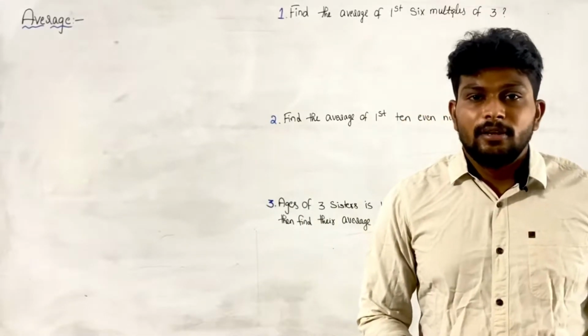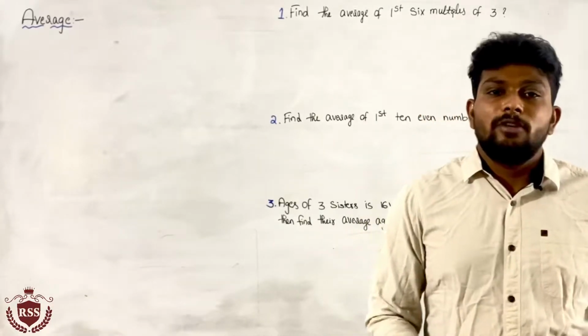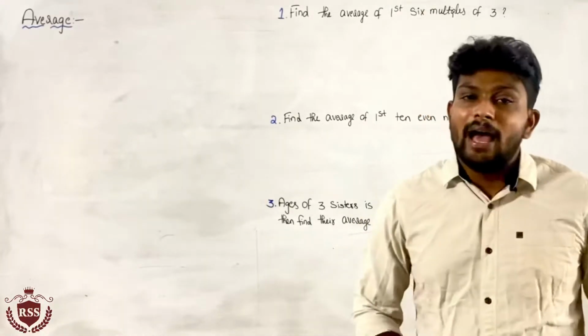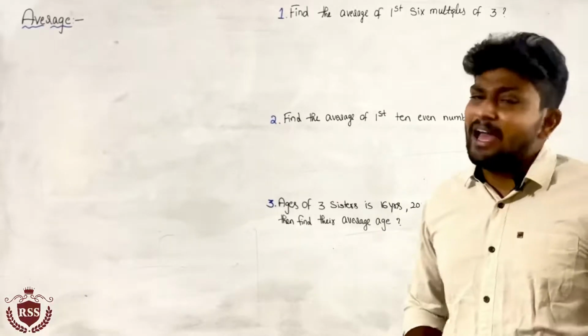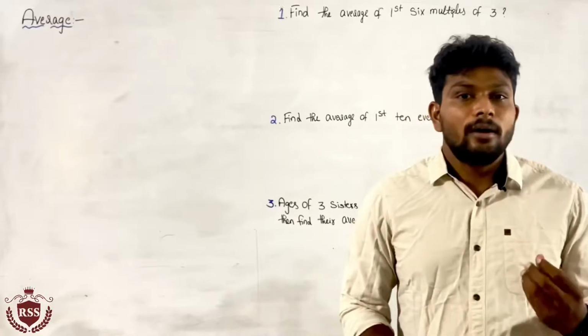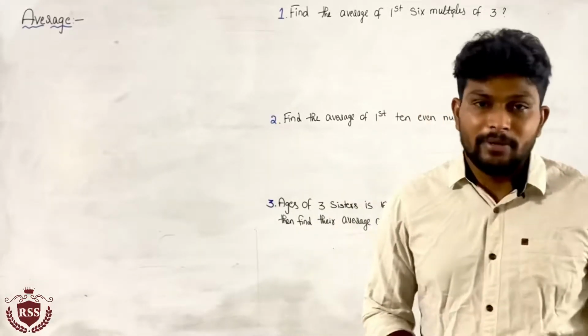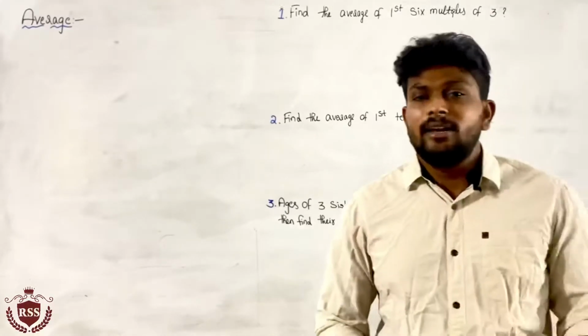Hi children, in today's class we are going to discuss the next chapter in our math syllabus, that is averages. So what do you mean by average? Average is the ratio between the sum of experiments and the number of experiments. So that is the technical definition.